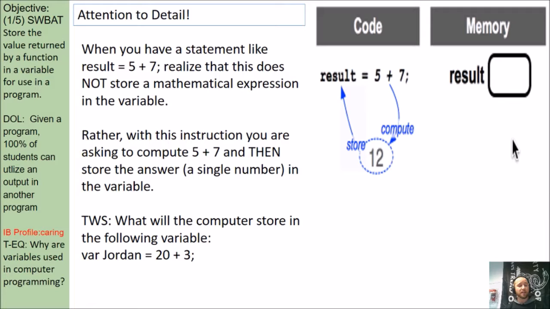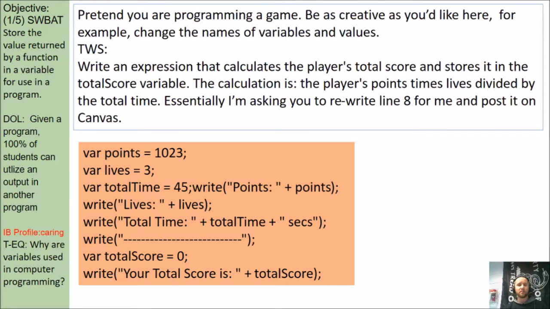Var Jordan gets 20 plus 3. Pretend you're programming a game. Be as creative as you'd like here. For example, change the name of variables and values. Think right here: write an expression that calculates the player's total score and stores it in the total score variable.